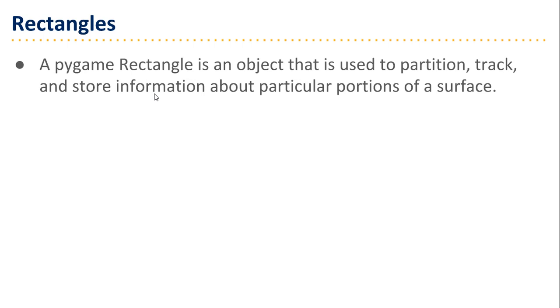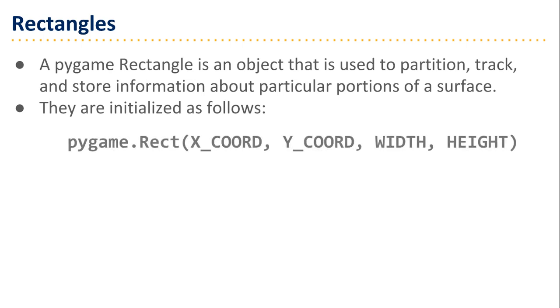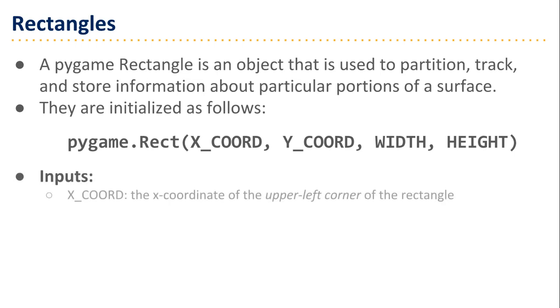And if you didn't want that shape to be a rectangle, Pygame has other built-in objects that can store information in other shapes. But rectangle is the most common, and that's the one we'll talk about today. The way you initialize a rectangle in code is as follows. You use the pygame.Rect function, Rect stands for rectangle, and you pass in 4 arguments, x coord, y coord, width, and height, which we'll look at one by one.